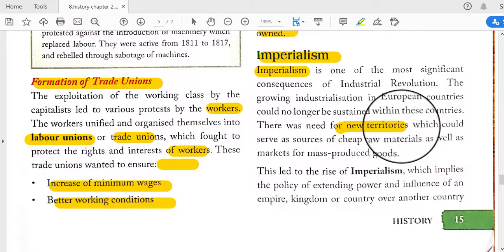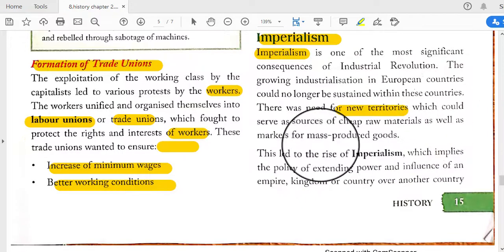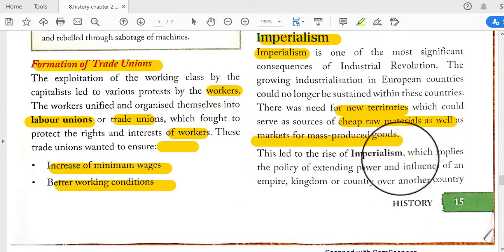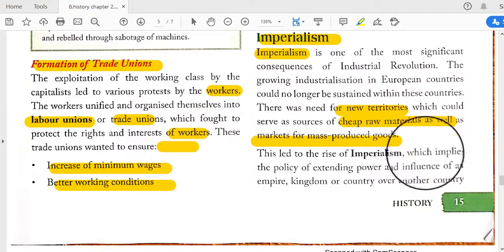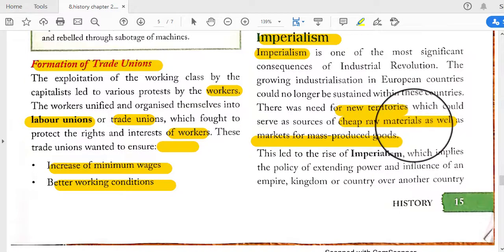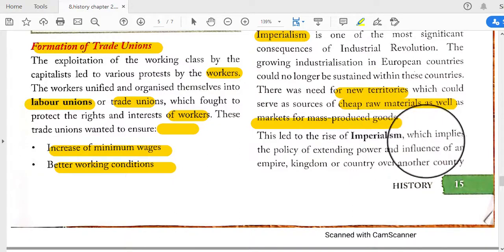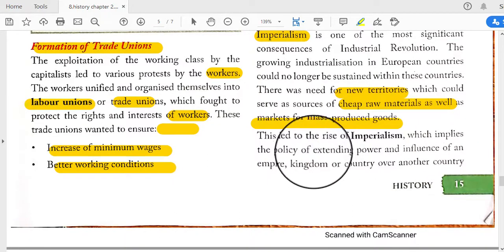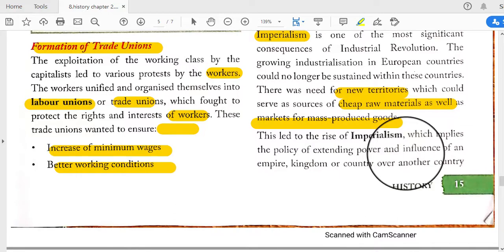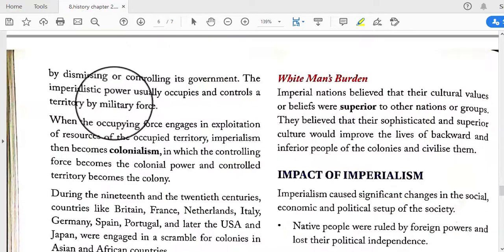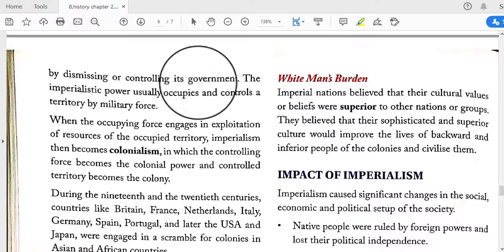There was a need for new territories which could serve as a source of cheap raw materials as well as a market for mass-produced goods. And this led to the rise of imperialism, which implies the policy of extending the power and influence of an empire, kingdom or country over another country by dismissing or controlling its government.